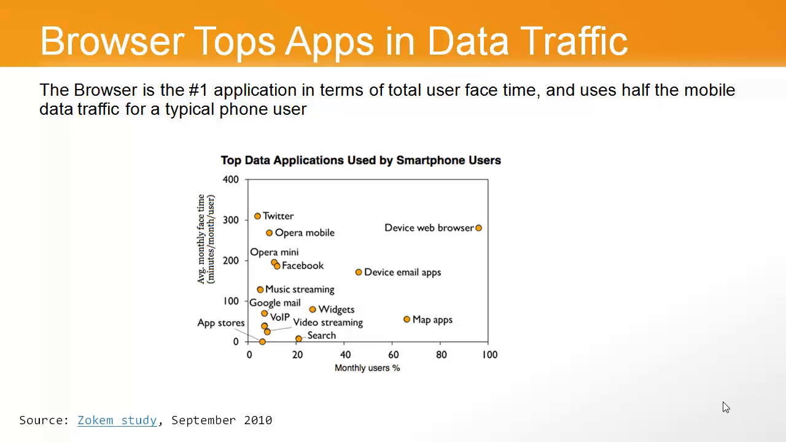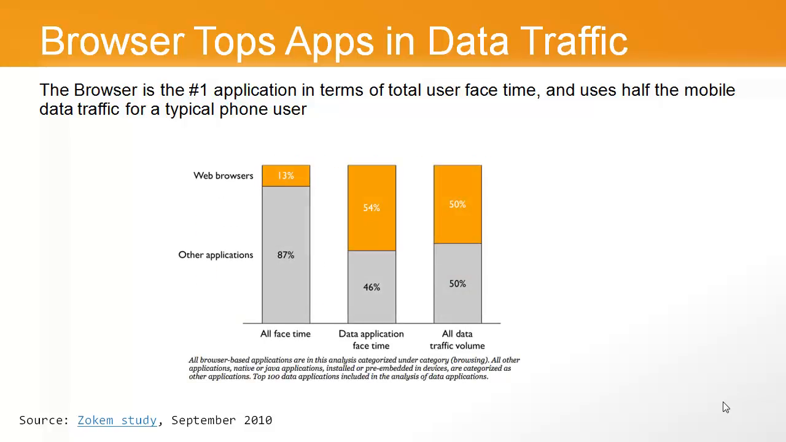And as we see on this graphic, browser now tops apps in data traffic, and the browser has become the number 1 application in terms of total user face time and uses half of the mobile data traffic for typical phone users. And when we see this, when it relates to other applications and to other services, we see that the browser is becoming more and more a pervasive application and a pervasive place in the use of everyday users.